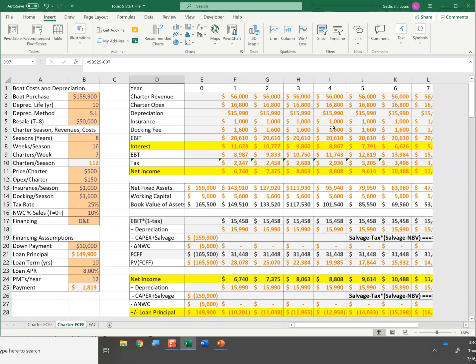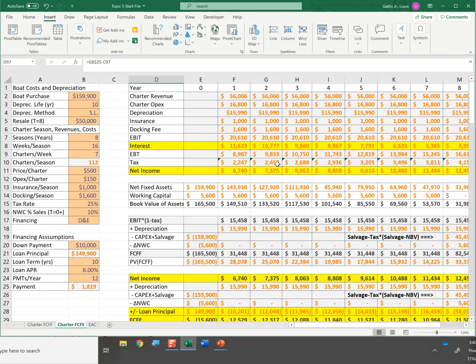I'm the owner of this charter. What are my out-of-pocket cash flows with the loan? So notice in yellow are the additional line items. Notice I have a sum. This is the first 12 months of interest, second 12 months of interest, and so on. So I now have interest expense, which gives me net income.